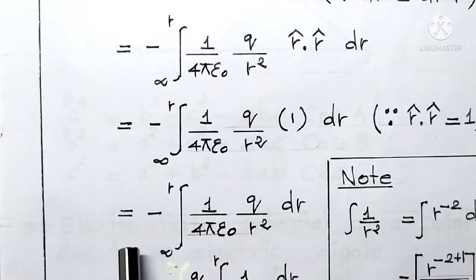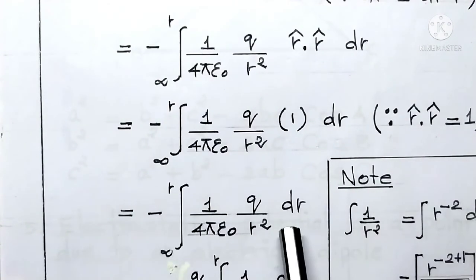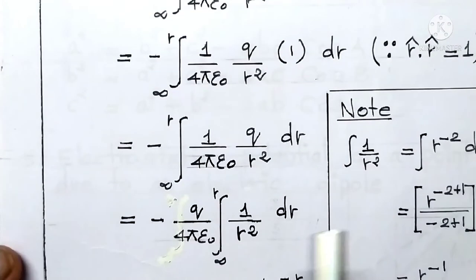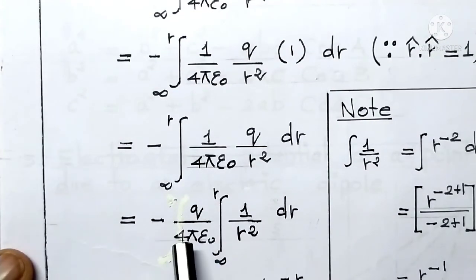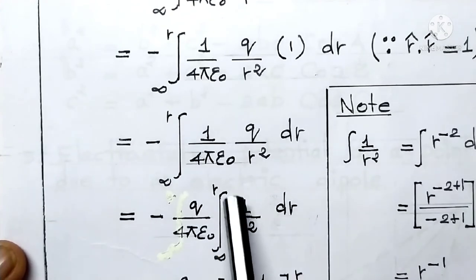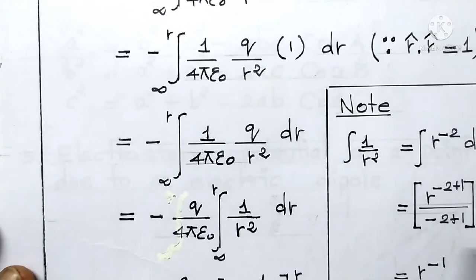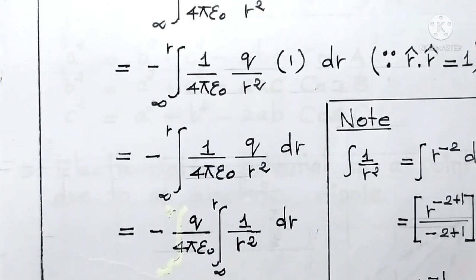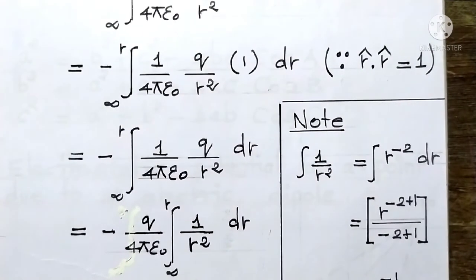In the next step, minus integral of 1 by 4 pi epsilon naught Q by r squared dr. In the next step, I have taken Q by 4 pi epsilon naught out, as they are constants, so we can't integrate them. So minus Q by 4 pi epsilon naught integration of 1 by r squared dr. Now we are supposed to integrate this term 1 by r squared dr.